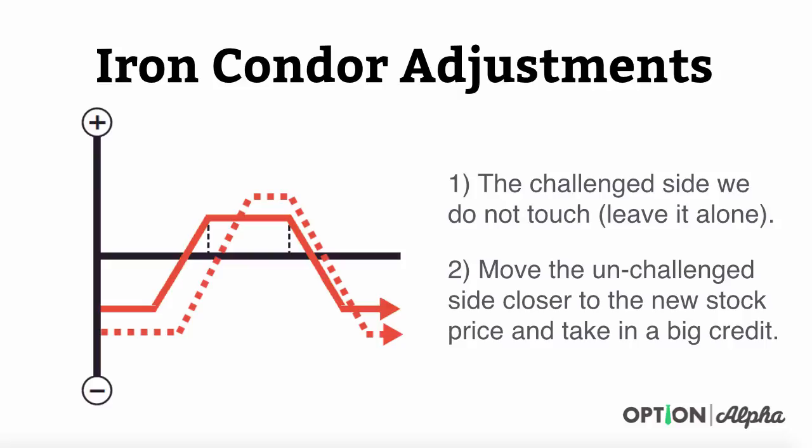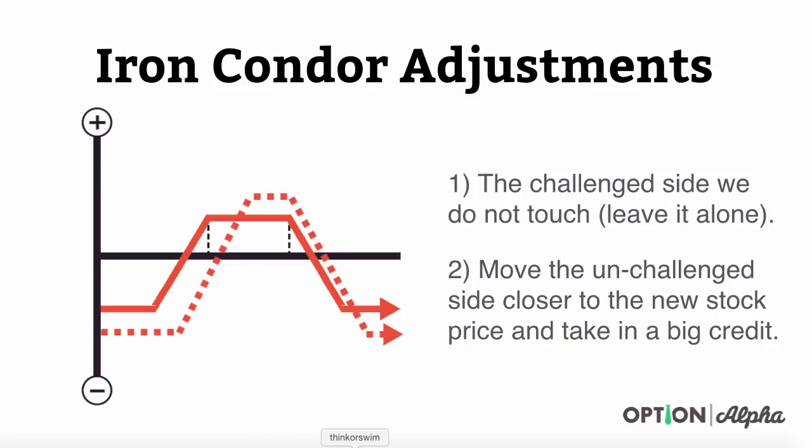And we've gone over this in a bunch of other video tutorials. But the reason that we don't do that is because we're guaranteeing a loss if we roll up that side by closing out the trade when it's already losing. Plus, we roll up that side to another higher strike price. Who's to say that the market can't continue to move higher? And again, it creates this compounding effect where you just continue to lose money hand over fist. So what we do instead is move the unchallenged or untested side closer to the new stock price and take in a big credit. This also helps widen our break-even points and reduce risk overall.